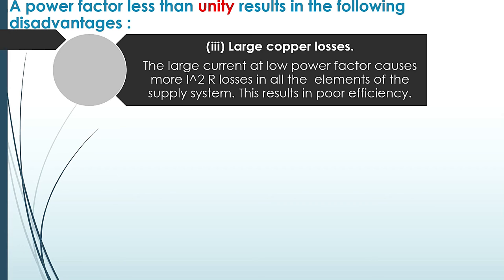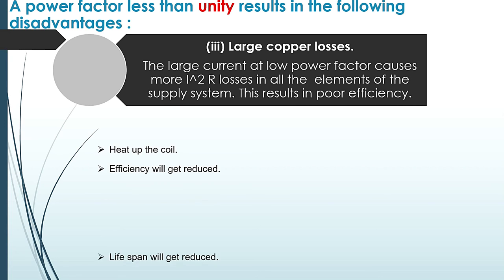Okay, now this is clear, you go for the third point: large copper losses. The large current at low power factor causes more I square R losses in all the elements of the supply system. This results in poor efficiency. If it is low power factor, large current will be produced. If large current is produced, it will heat up the coil, efficiency will get reduced, and lifespan will get reduced, right? So efficiency will be poor, and your lifetime also will not come.